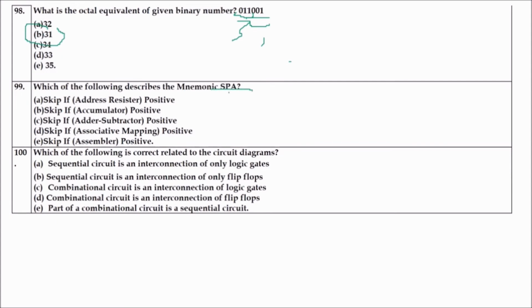Mnemonic SPA. Can you answer this? Please read them very carefully. The answer is B. Skip if accumulator positive. SPA stands for skip if accumulator positive.